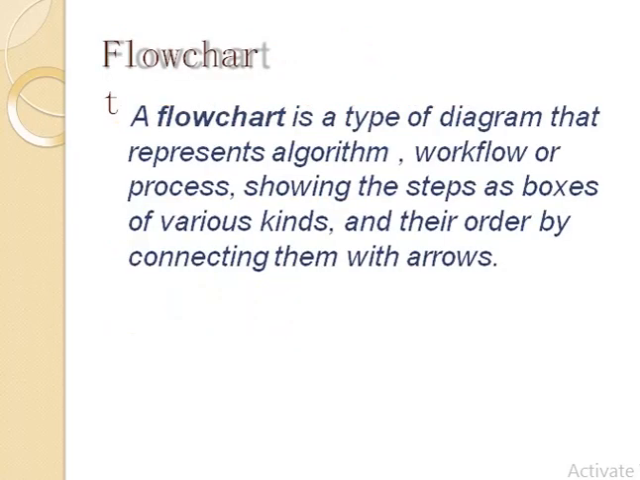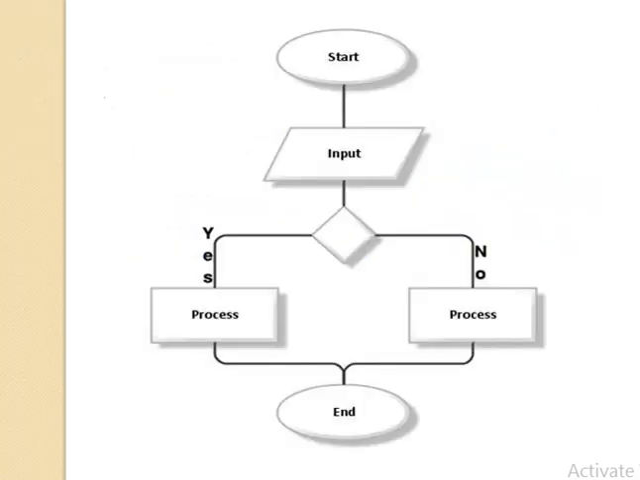Next technique is the flowchart. A flowchart is a type of diagram that represents the algorithm workflow or process in a step-wise manner, showing the steps as boxes of various kinds and their order by connecting them with arrows. A diagrammatic representation of steps is called a flowchart, in other words. This is the best example of a diagrammatic representation of a flowchart.